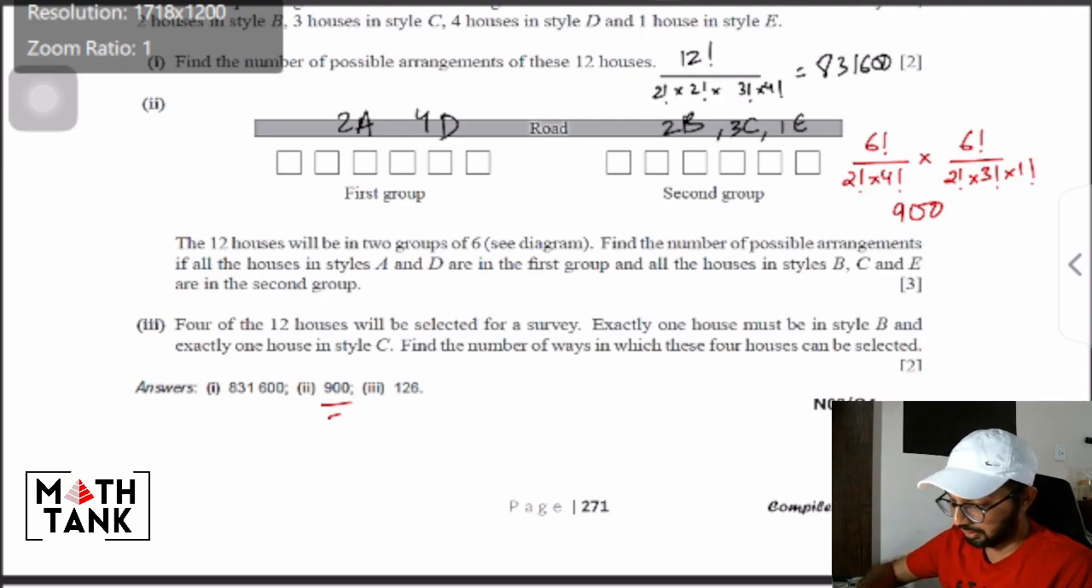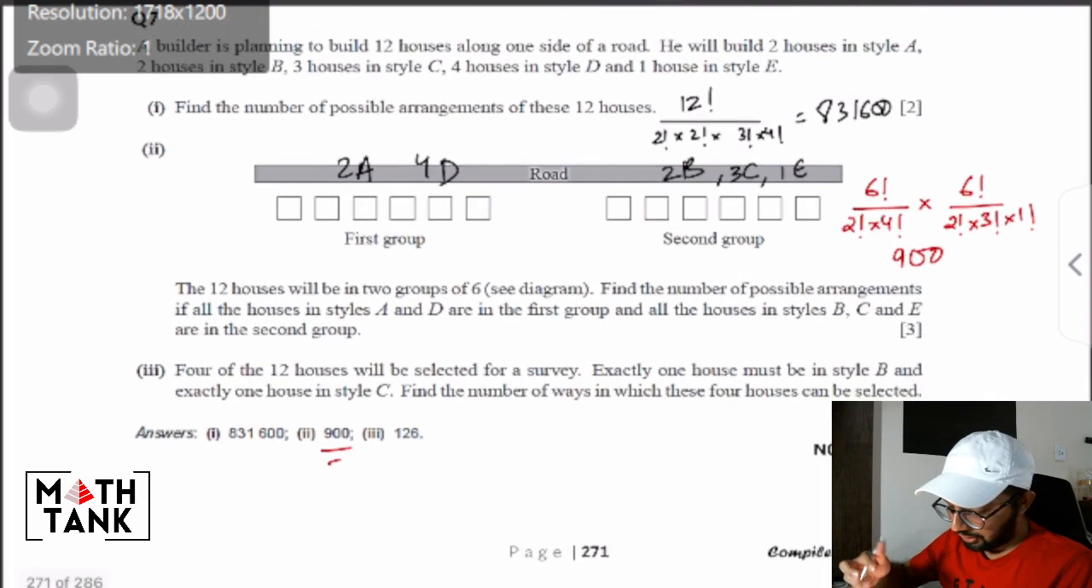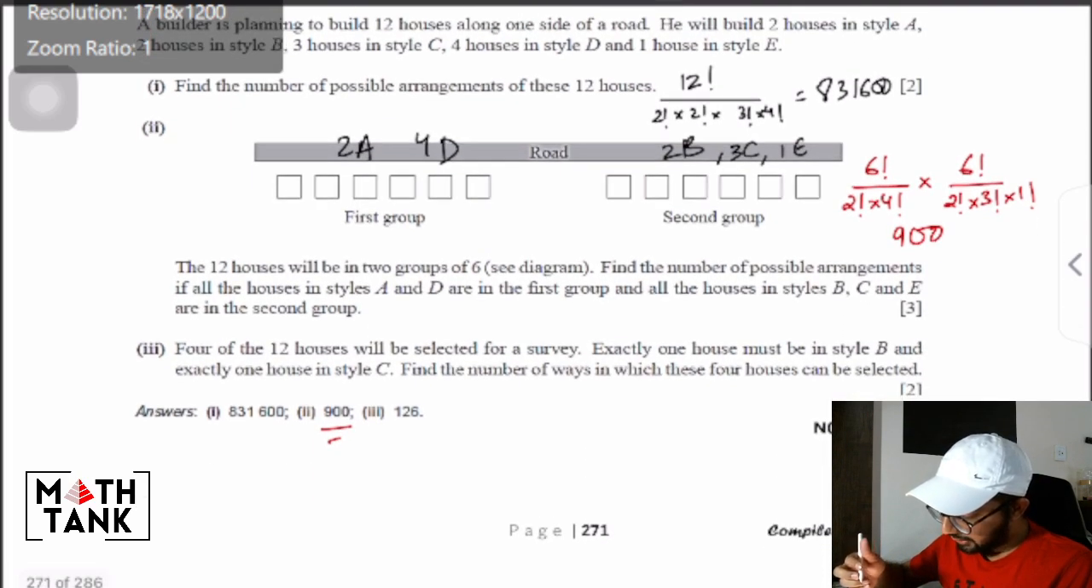I'm no longer just arranging them. Yes, arrangement wise they look identical from the outside, and since we're not arranging families inside, we're just arranging houses. But right now I'm surveying them, so I need to be aware that I'm no longer counting the identical part in it. So 1 house in style B, so that gives me 2C1. 1 house in style C, so that gives me 3C1.